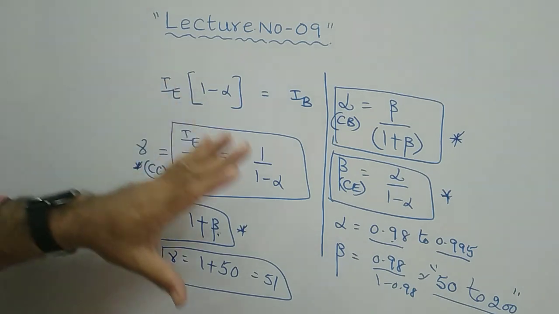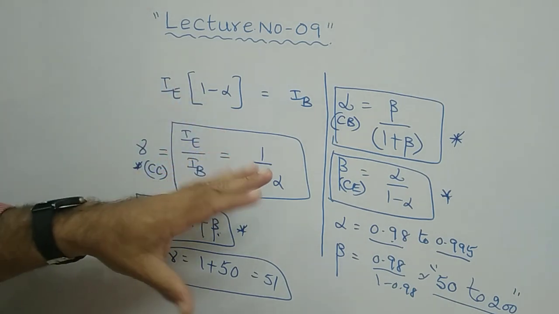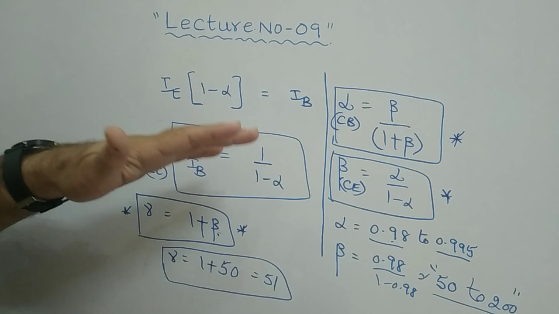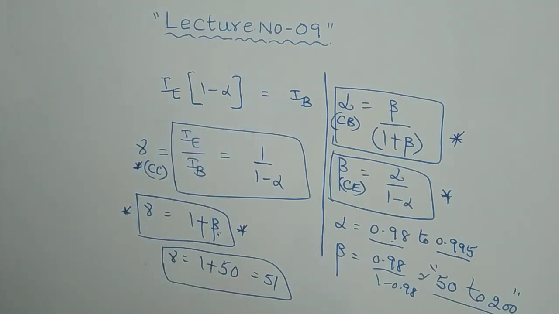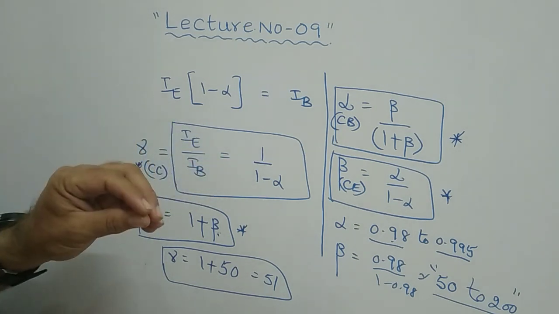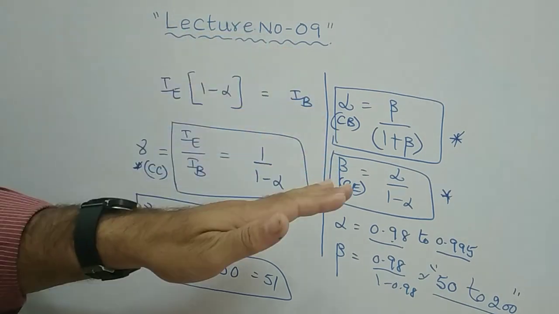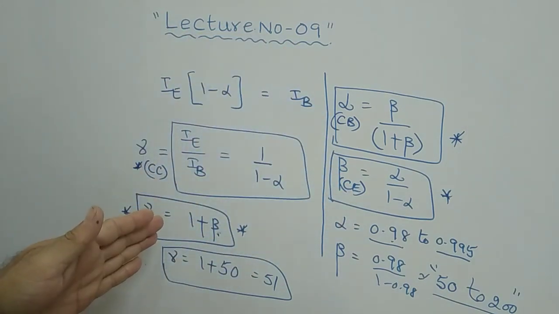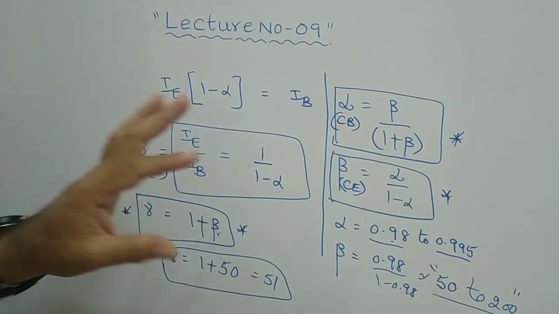Therefore, these are the basic definitions or relations between alpha, beta, gamma. Clear? Therefore, alpha value is very less. Remember that alpha value is less than unity. Alpha is nothing but the current gain. What is current gain? Output current by input current. That is what current gain is.